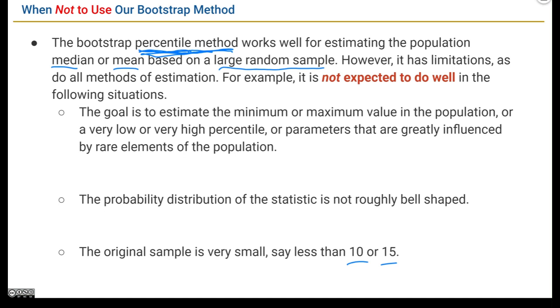And there are other ways to handle this one. And actually there are some ways you can handle super small data. It's just not in the scope of what we're going to show in this class. So if you are using the bootstrap percentile method, you want to make sure that we don't have these situations. Otherwise, your intervals are not going to be as reliable.